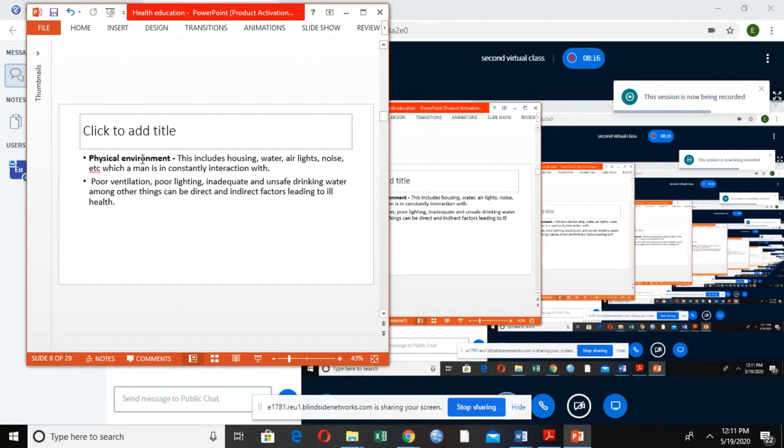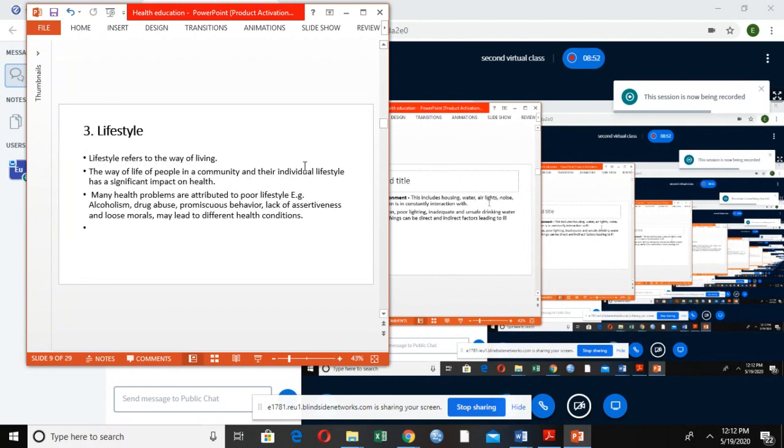When it comes to physical environment, this includes housing, water, air, light, noise, etc., which a man is constantly interacting with. For example, if a human being is exposed to radiation, it leads to what? To cancer. If a human being is exposed to a lot of light, definitely the eyesight will be affected. If they are exposed to high noise, definitely their eardrums will also be affected. So poor ventilation, poor lighting, inadequate and unsafe drinking water, among other things, can be direct or indirect factors which lead to ill health.